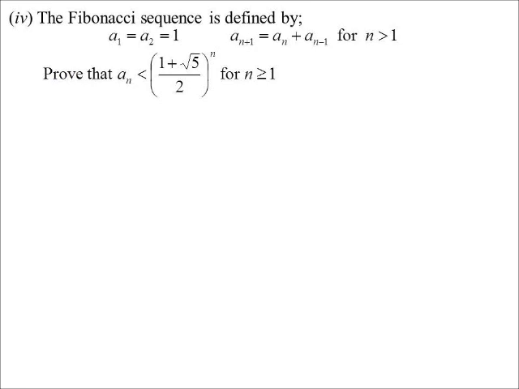The Fibonacci, I love the Fibonacci sequence. So the classic Fibonacci, which starts with the first two numbers being 1, and then every term after that, we just add the two previous terms. And we're going to prove that every single term in this pattern is less than (1 + root 5)/2, the significance of that is the golden ratio, to the power of n.